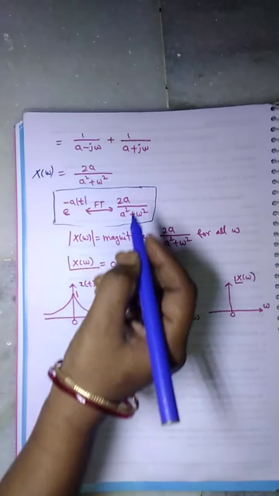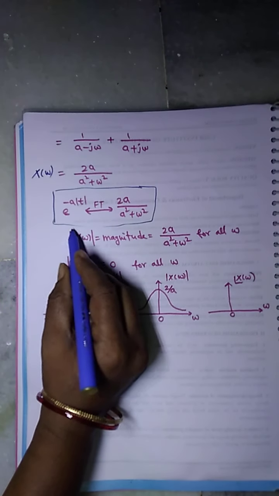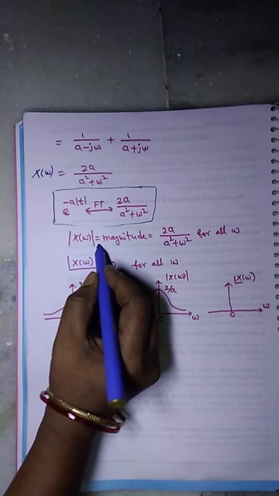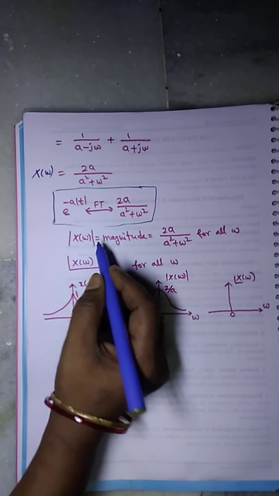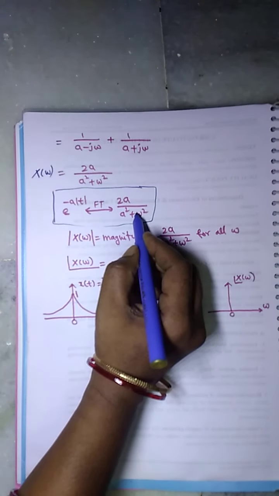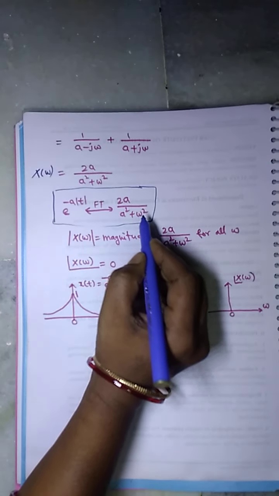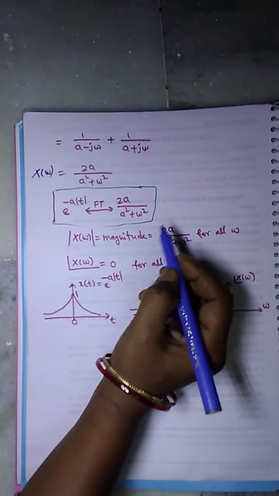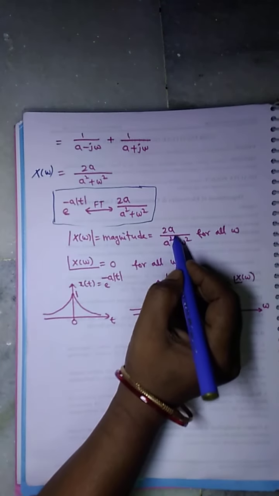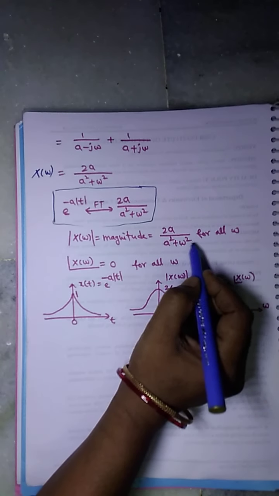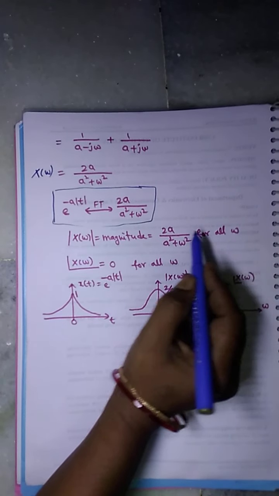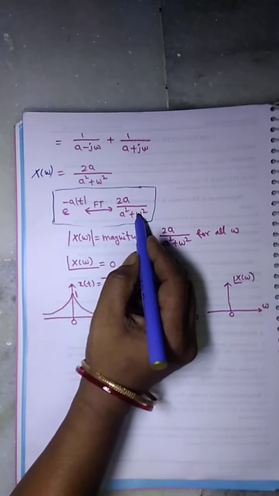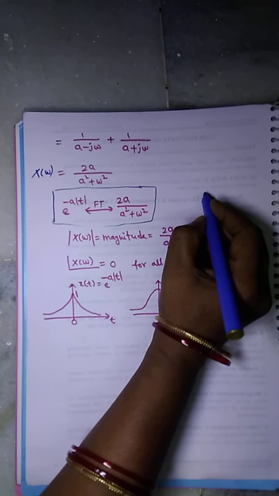This is our X of ω. The magnitude response is given as mod X of ω, modulus of X of ω. Because it is having only the real part, there is no imaginary part, so the magnitude will be equal to the same thing. So it is 2a by (a square plus ω square) for all ω. Since there is no imaginary part, what is the phase? Phase term will be 0 for all ω, because you know what is magnitude?